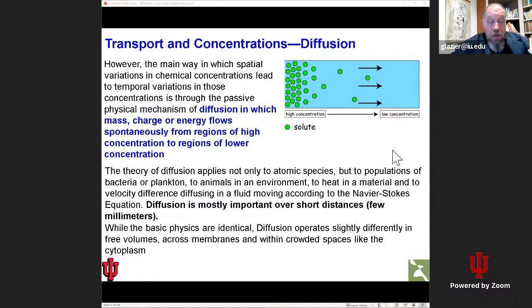Cells are not full of water. They have a lot of water in them, but a lot of their volume is proteins. And it's more like a person trying to weave their way through a crowded subway car. You can't move freely. You have to go around things, and that changes things a bit.